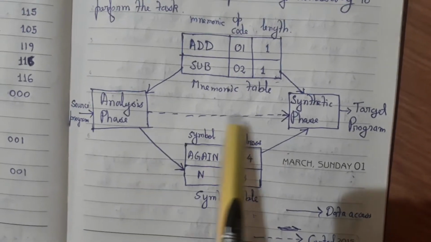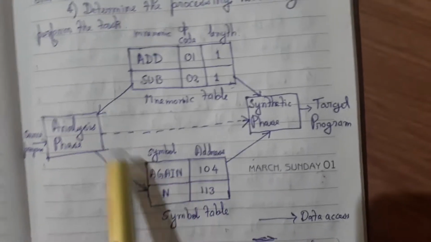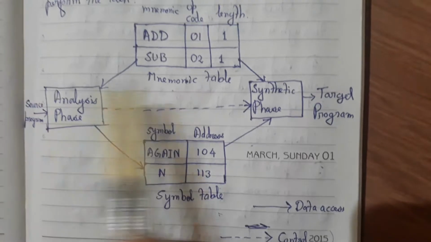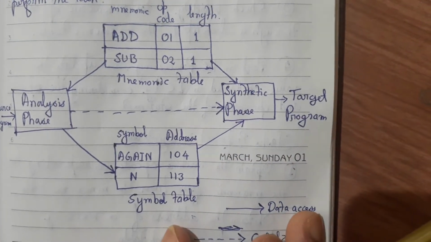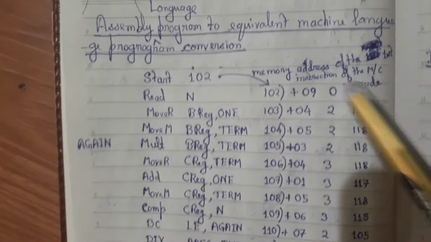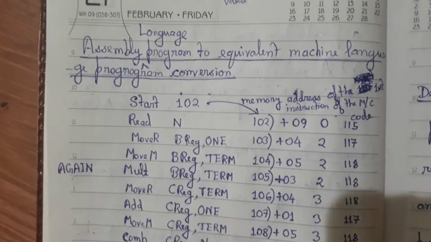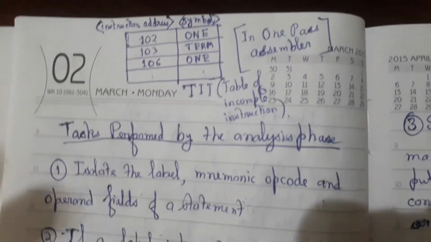A dot means control transfer. When the symbol table has been built, control is transferred from the analysis space to the synthesis space, and the synthesis space generates the target program. The values which were missing in the first pass of the analysis space will be put in the synthesis space. Like this. Now let us come to the tasks performed in the analysis space.